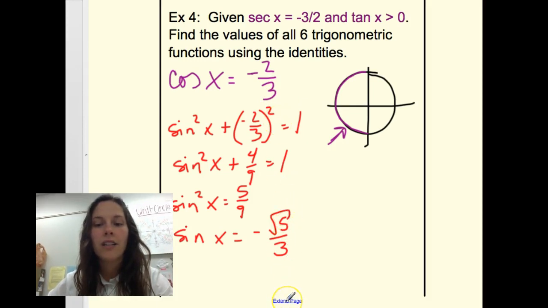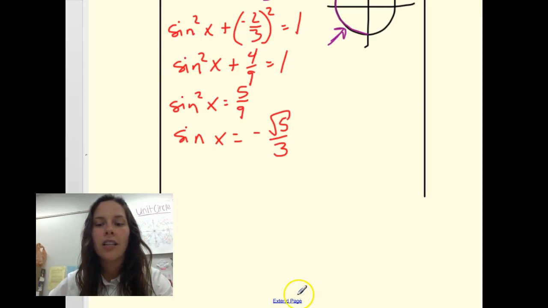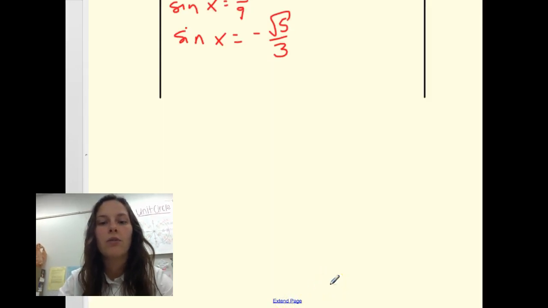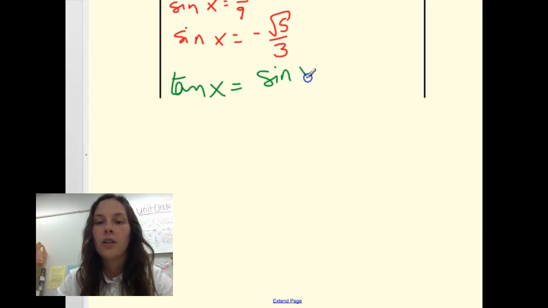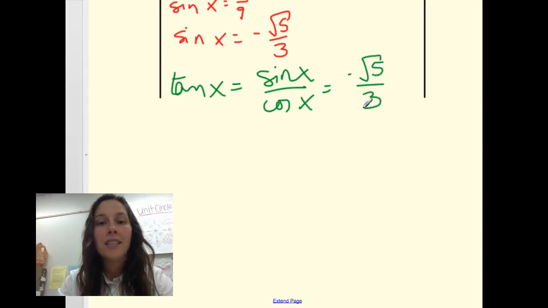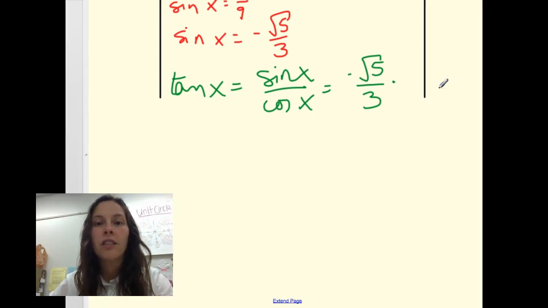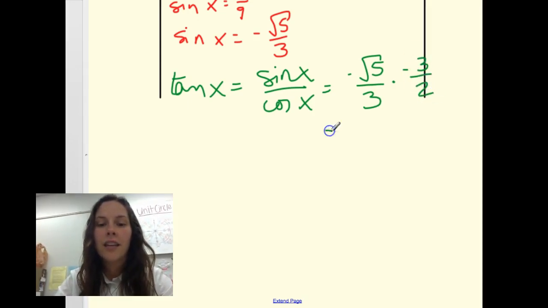Next, we're going to take a look at generating tangent. Now that I have sine and cosine, tangent will be the ratio of those two. So tangent equals sine over cosine. So I'm going to substitute the values I know to solve for what I don't. Sine, we just got, was negative square root of 5/3. And instead of dividing my fractions, I'm going to multiply by the reciprocal. So the reciprocal of cosine is negative 3/2. Canceling my negative 3's, I'm left with the square root of 5/2 for my tangent.